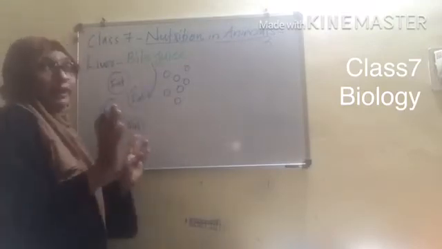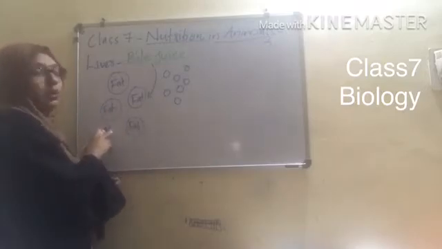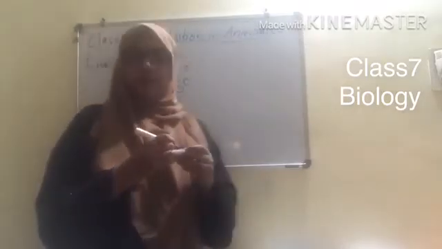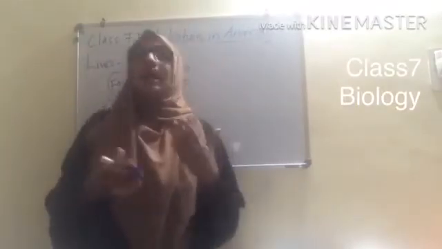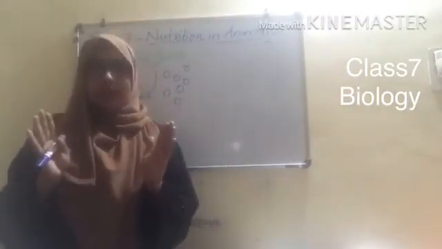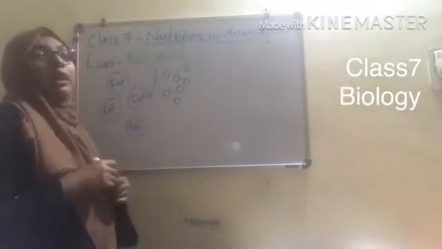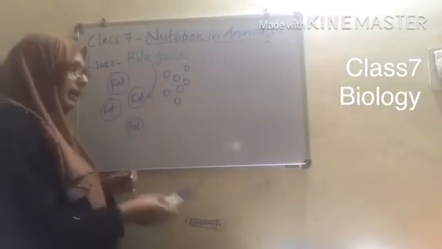So the main function of the bile juice is they convert the large fat globules into small fat globules and make the digestion of fat easier. Clear? Okay. That is a function of bile juice secreted by the liver.